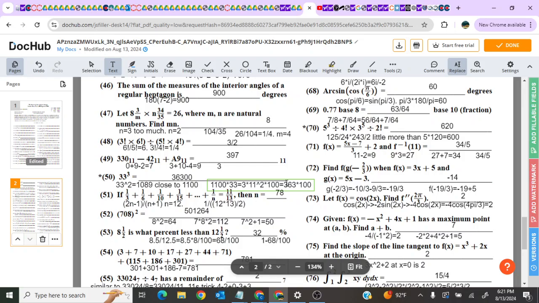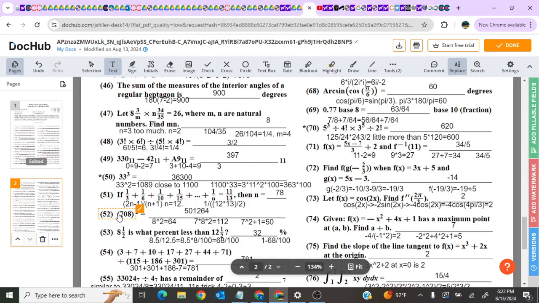52, 708 squared. Well, you have an empty tens place, which means we can separate these things on their own. 8 squared is 64. That'll be your tens and ones place. 7 times 8 plus 7 times 8 is 7 times 8 times 2, which is 112. 12 and then carry a 1. Then 7 squared plus 1 is your 50.